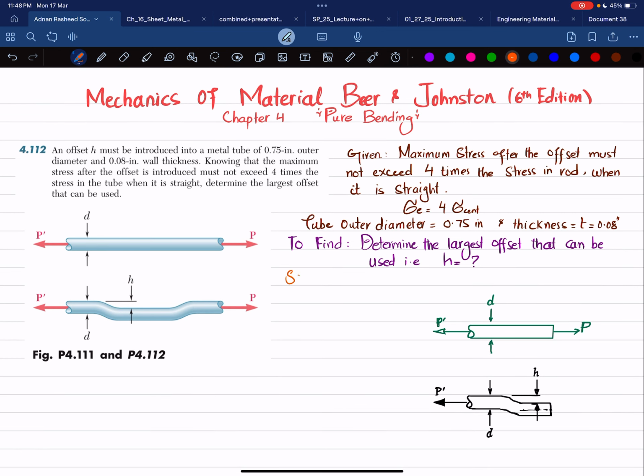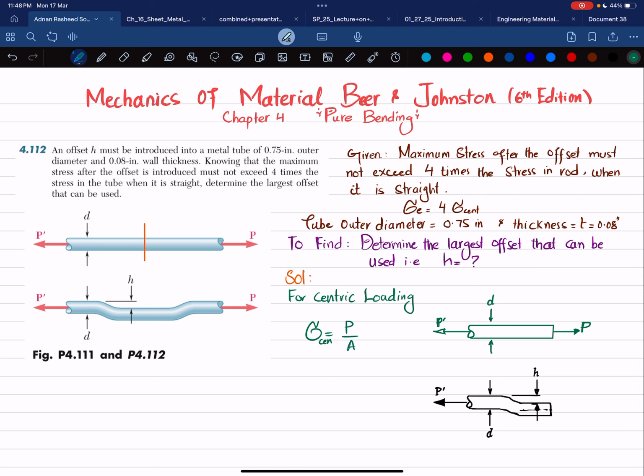So what will be the first step? First of all, we will find the stress in this straight tube. When it is cut at this section and we draw the free body diagram, you will have a centric axial load P. So we will find first the stress for centric loading, because this load is passing through the center of this tube. For centric loading, we know that the stress is equal to P divided by A.